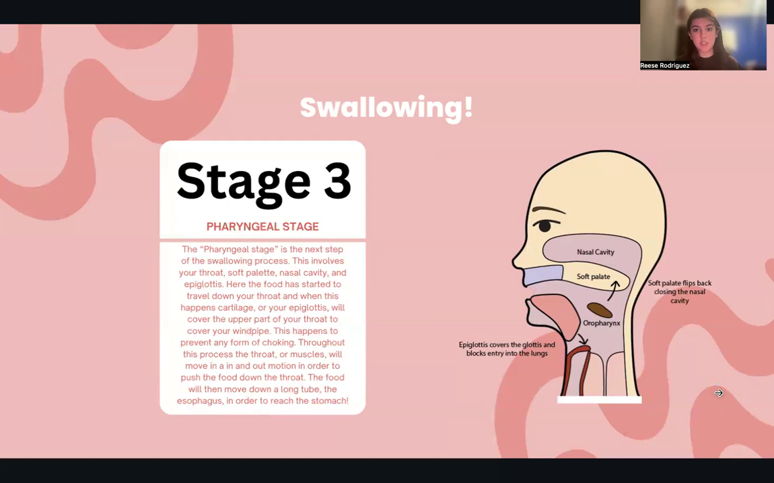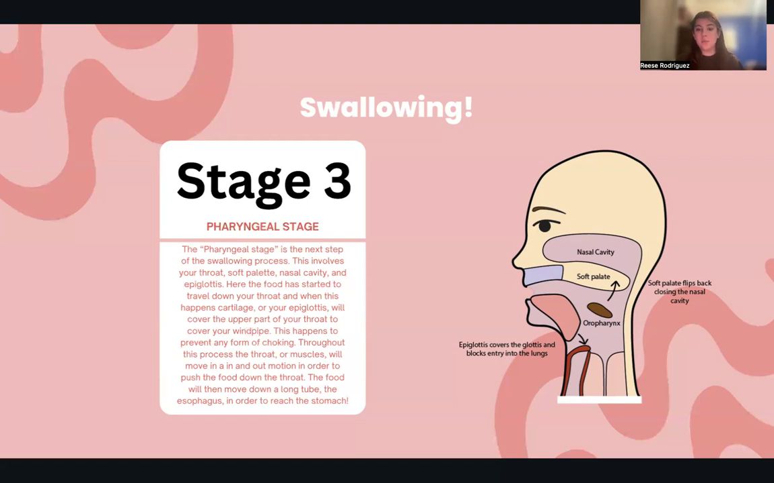So the next stage in the swallowing process would be stage 3, and this is going to be the pharyngeal stage. This is where you take the food from the oral cavity to your pharynx. This involves different parts of your body, like your throat, your soft and hard palate, your nasal cavity, your epiglottis. All of these are working together simultaneously or at different times to aid in the swallowing process.